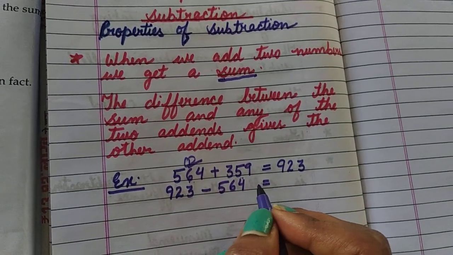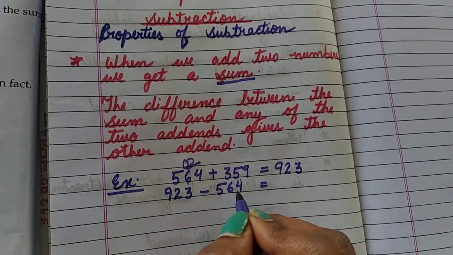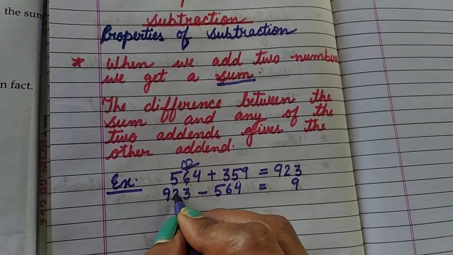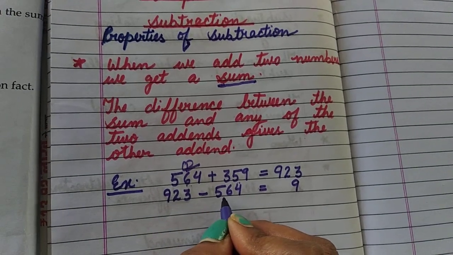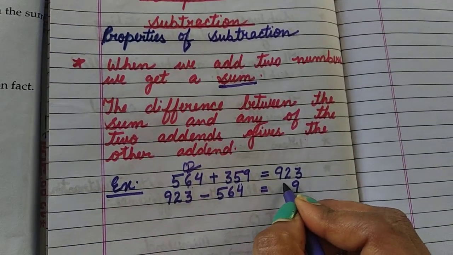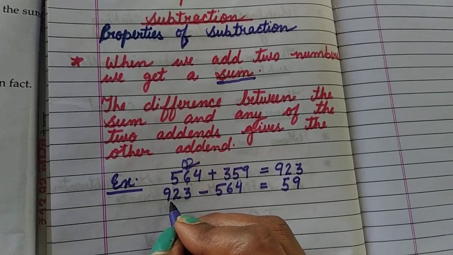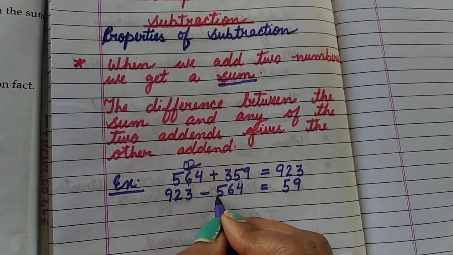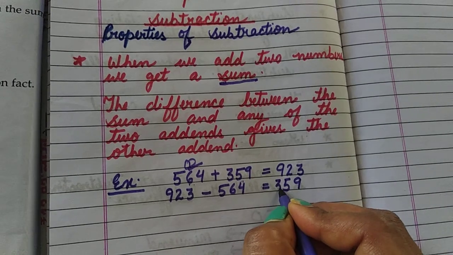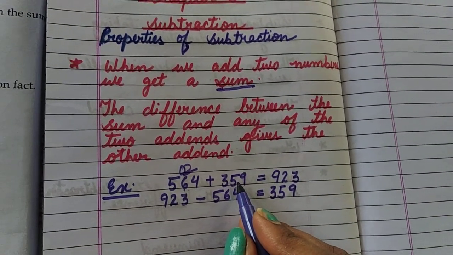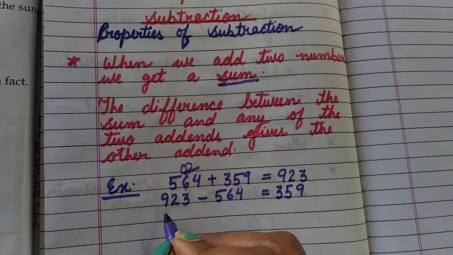Do subtraction. 13 minus 4 is equal to 9. 11 minus 6 is equal to 5. And 8 minus 5 is equal to 3. 359. So see, this is the second addend. Like that, let's do the next one.